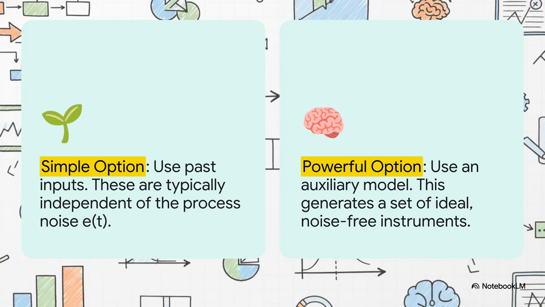Now, the power of this whole IV method really hinges entirely on our choice of instrument. It's kind of an art. The simplest path you can take is to just use past values of the system's input, since those are typically independent of the process noise. But for a lot more power, we can use what's called an auxiliary model. This is a more sophisticated technique where we first build a sort of preliminary model just to generate a set of ideal, totally noise-free instruments.